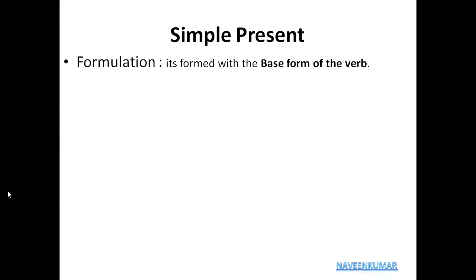So what is the formulation and when exactly do we use simple present tense? It's formed with the base form of the verb. The first form of the verb is used in simple present, like play, sing, write, read. These are the verbs which are in first form. It is used to talk about facts, habits, and universal truth. Simple present is used to talk about facts and habits of people and also universal truth. Whenever we are talking about things which are true all the time, we use simple present.